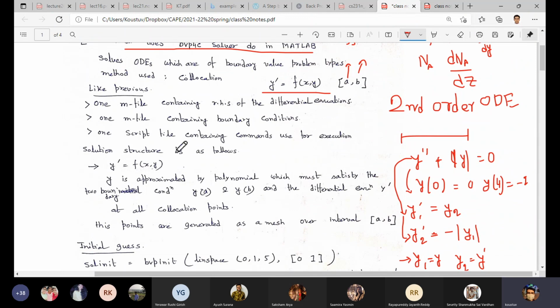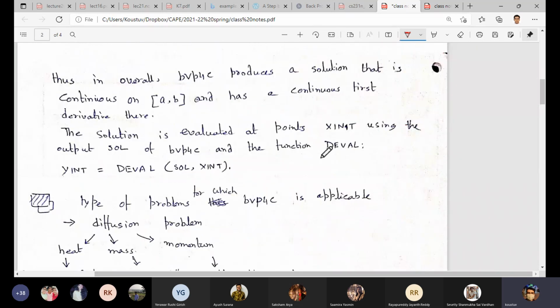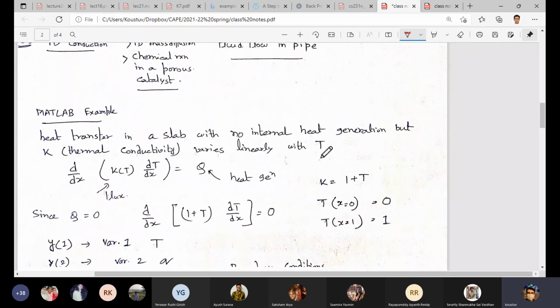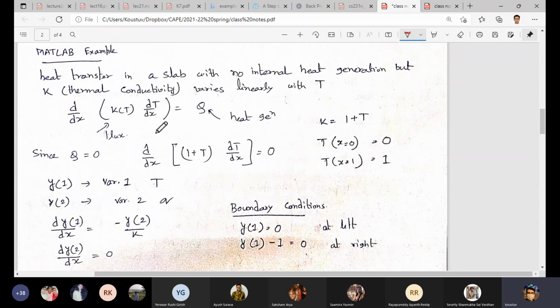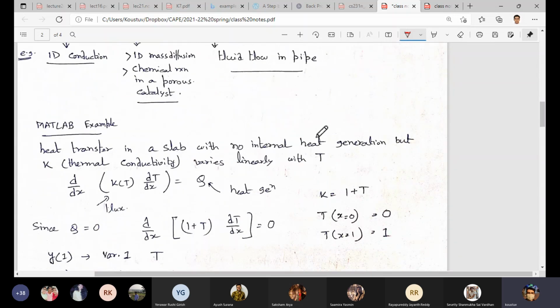Like previous, we will now be discussing very thoroughly, one by one, what we are going to do with this kind of equation. So let us take the problem first, and then we come to the execution part. It is basically the steady state heat transfer across a slab. So let's say this is your case.